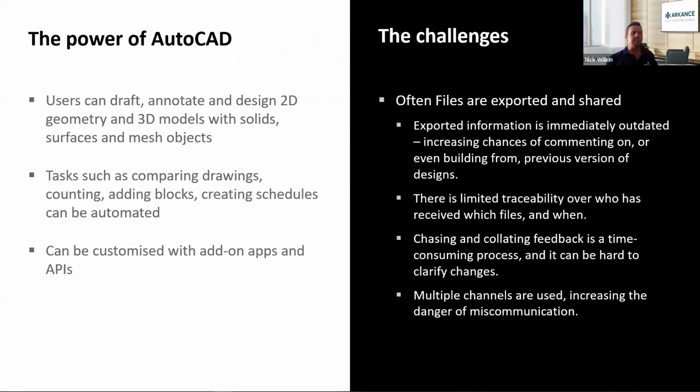So the power of AutoCAD, I'm pretty sure everybody who uses AutoCAD will be aware of it. Users can draft, annotate, and design 2D geometry and 3D models with all kinds of objects, right? We can bring automation to things like drawing comparisons, quantification, adding blocks. You can create schedules, automate those schedules with things like attributes, and everything can be customized with add-on apps and custom APIs using things like the CUI, things like that. You can really customize AutoCAD.